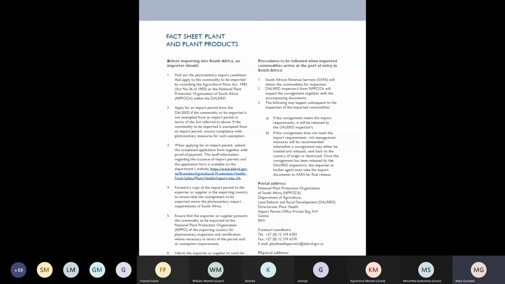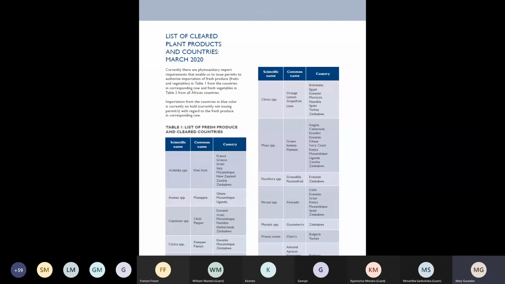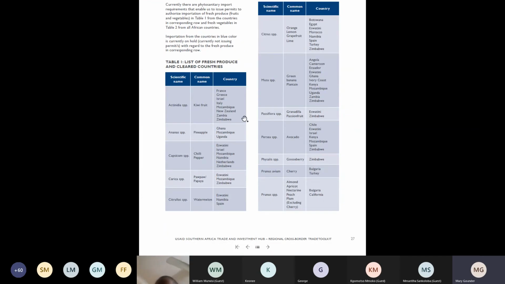Okay, we've got a fact sheet on plant and plant products. So you'll have to deal with your Department of Agriculture on your side. And we on our side will deal with our Department of Land Reform and Rural Development, which was previously the Department of Agriculture. And we will get our permits, and you will need to make sure that you've got your phytosanitary certificates where required. Okay, so it takes about 30 days to get these import permits for both vet and for the agriculture side, right? This is just a list of cleared plant products.